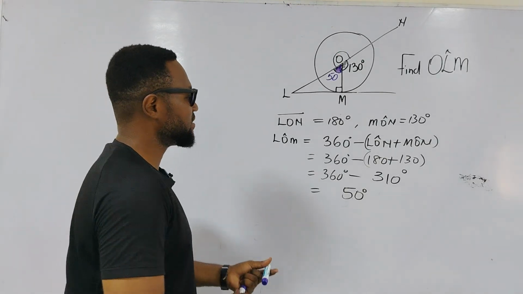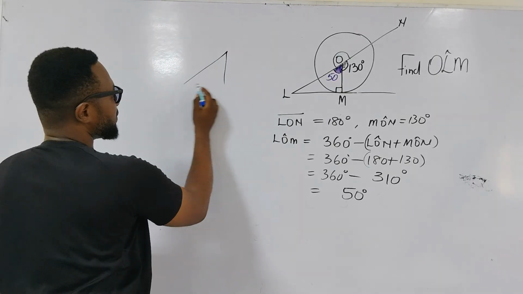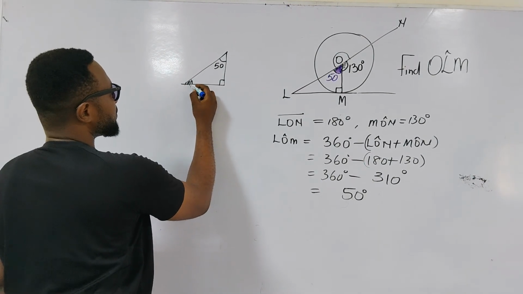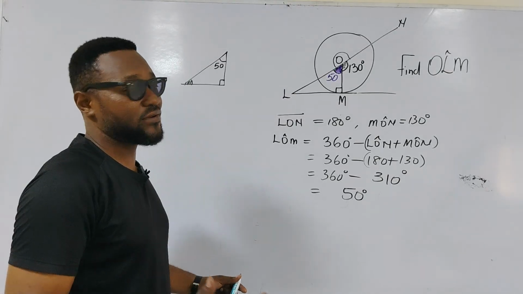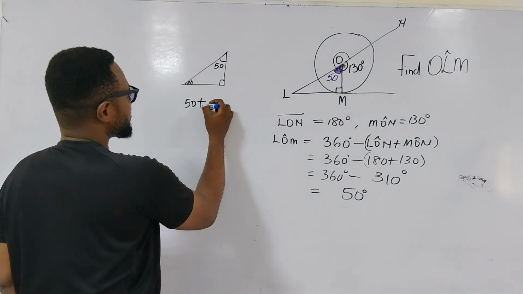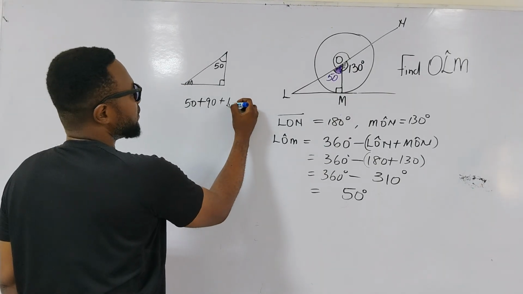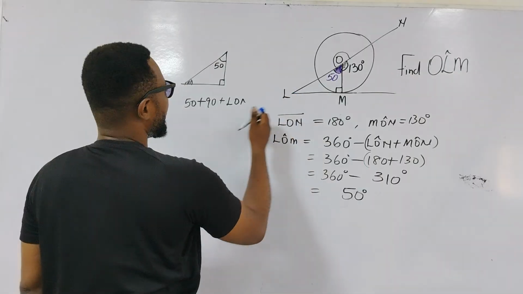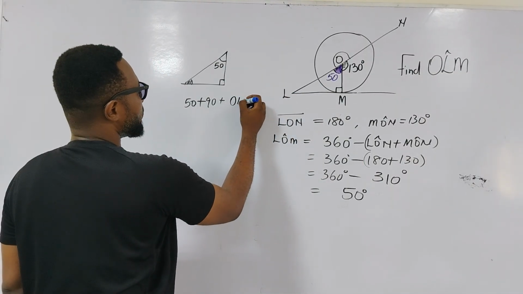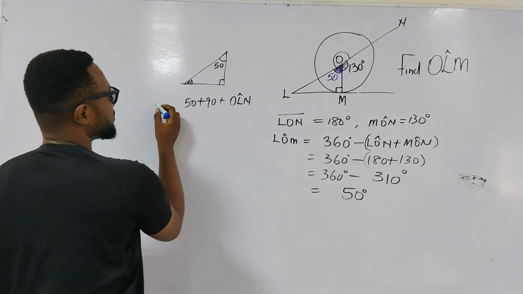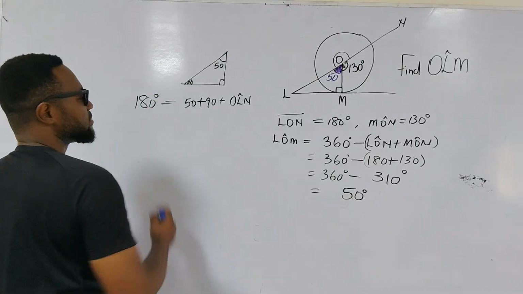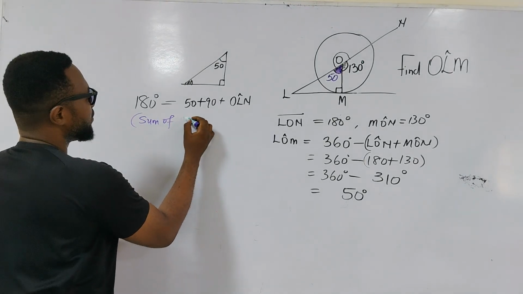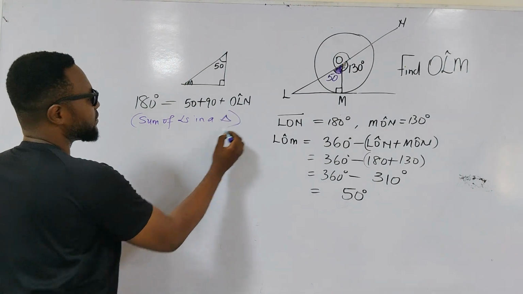Now, do you see what I see? I think you do. Let's bring it out. 90, 50. So, angles in a triangle. We have 50 plus 90 plus, let's just call that OLN. OLN. This should give us what? 180 degrees. Sum of angles in a triangle, right? Sum of angles in a triangle.